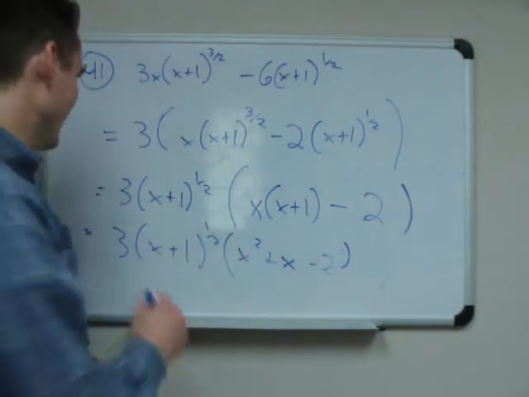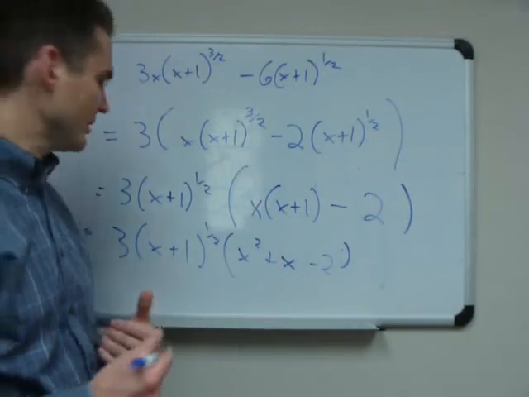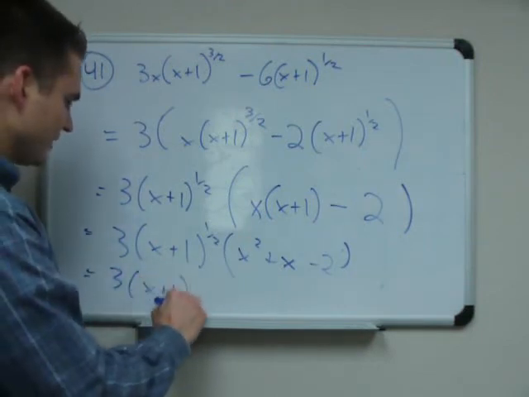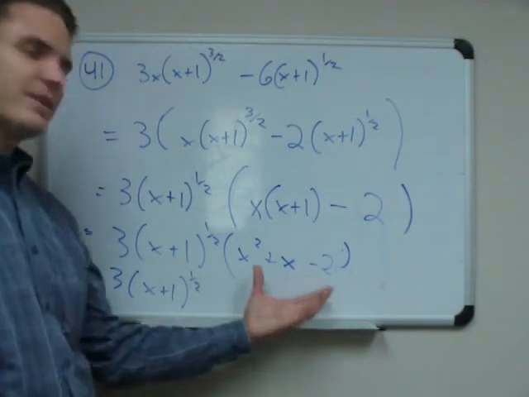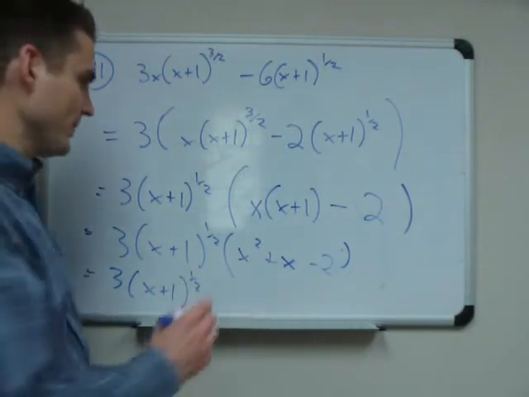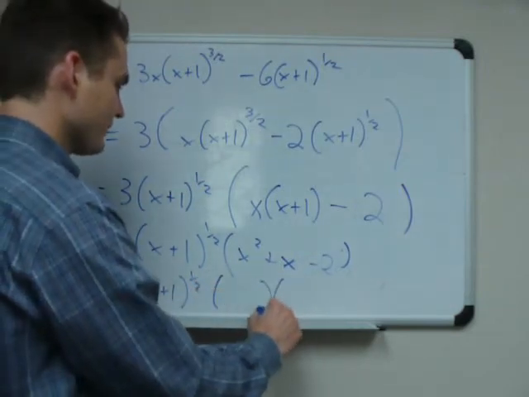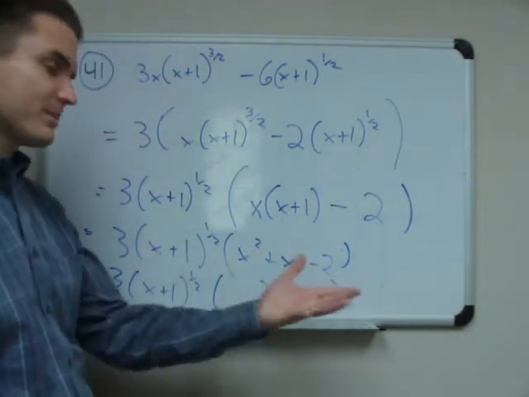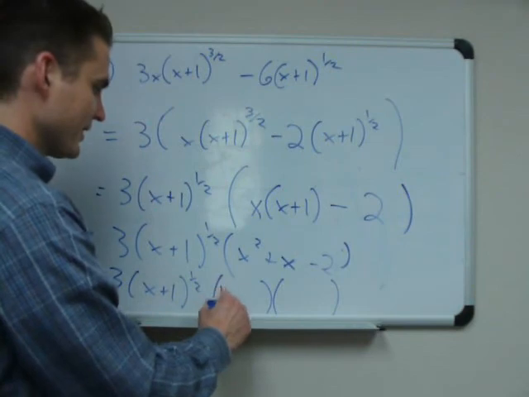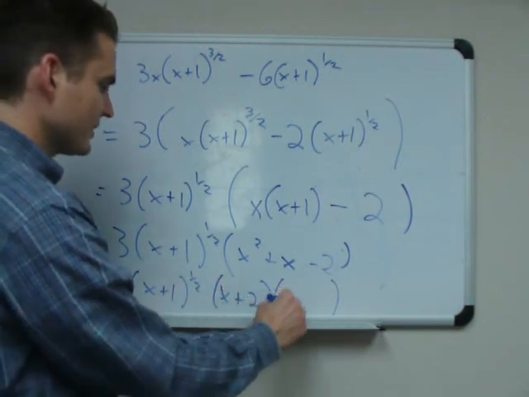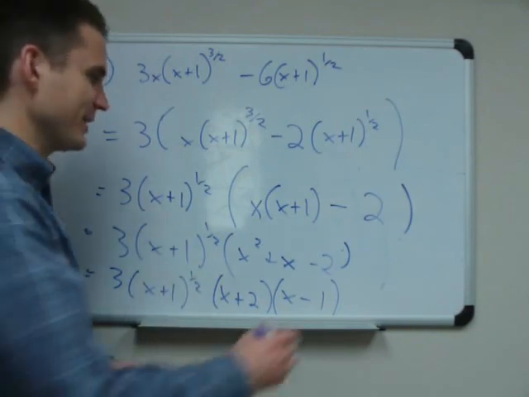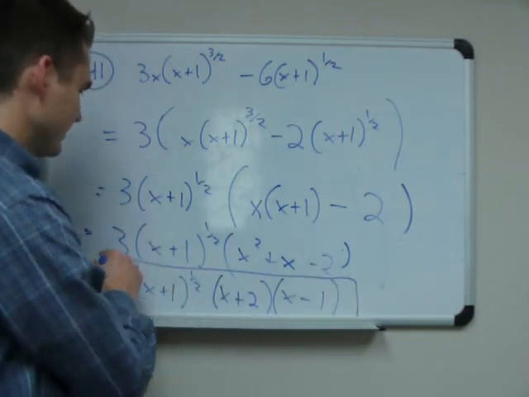Not quite done yet. And again, keep in mind, these are just practice problems for factoring. We can go a little bit further. This is 3 times x plus 1 to the 1/2 power, but this factors further. This is a trinomial. You might remember factoring these in algebra. This is x squared plus x minus 2. This happens to factor as x plus 2 times x minus 1. Definitely no more factoring can be done in this problem. That would be your final answer.